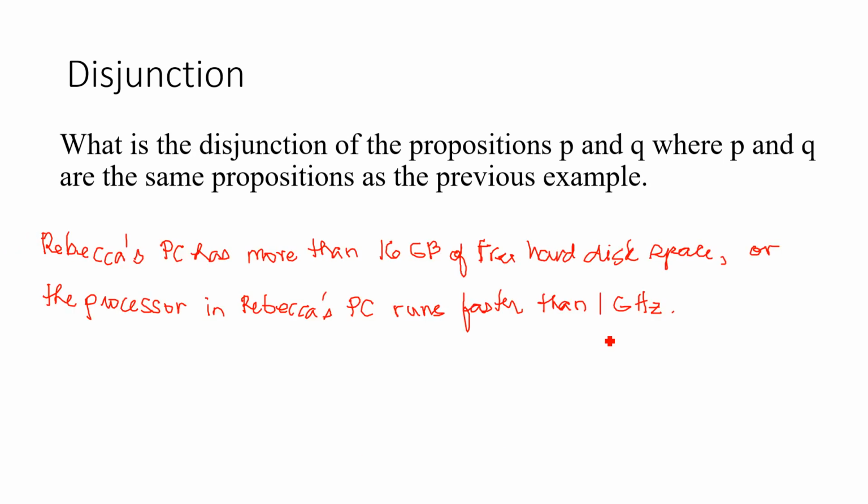So the answer would be: Rebecca's PC has more than 16 gig of free hard disk space, or the processor in Rebecca's PC runs faster than 1 gigahertz. So that's the answer to this example.